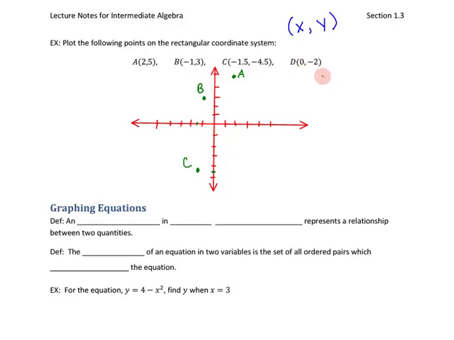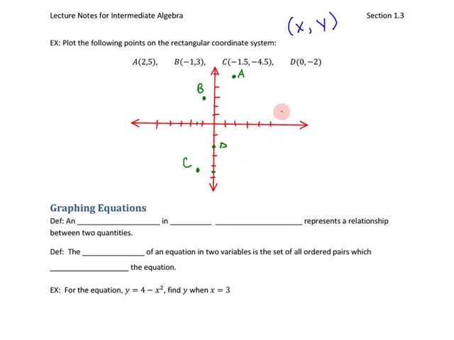And finally, the coordinate D is at the location (0, -2), which means that the x value is 0, so we go left and right 0, and the y value is -2, so we go down 2 to this point here. So we'll label that point as D.